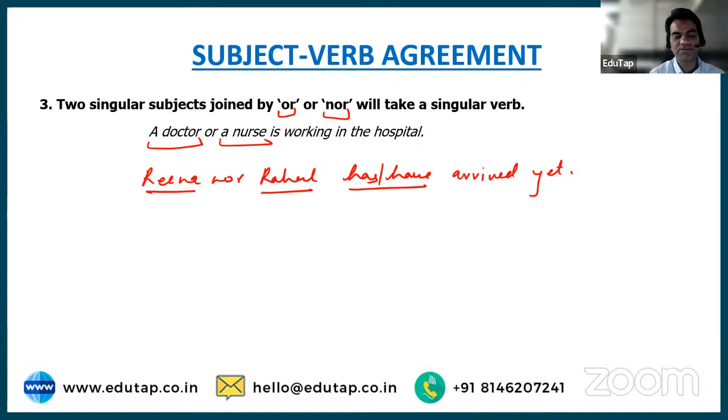But the point is we do not use negative sentences with "both." So that is why we use "neither" and "nor." So guys, always remember, even in "neither," it means neither Reena nor Rahul.